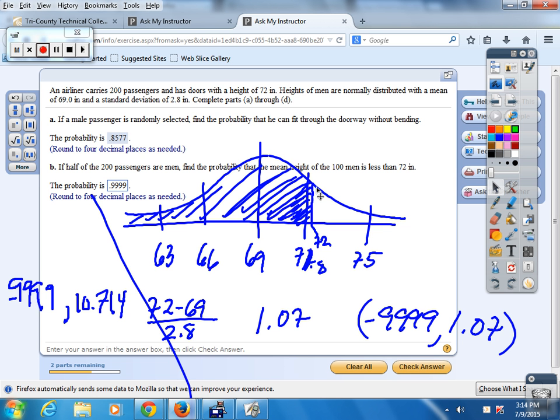How did I know that? Well, any score above 3.5 is 0.9999. So it's 0.9999.